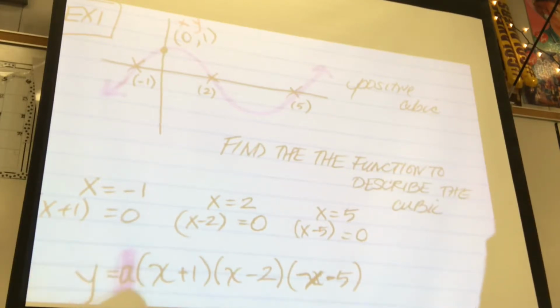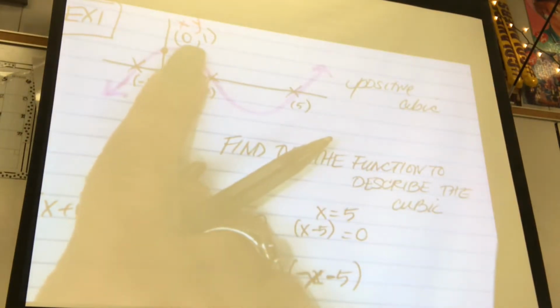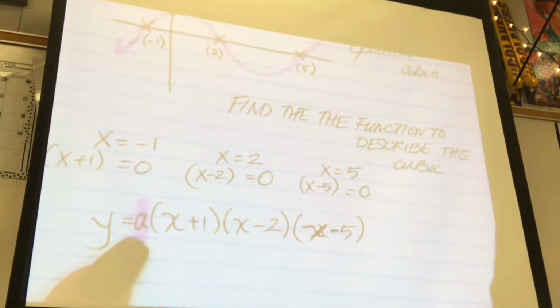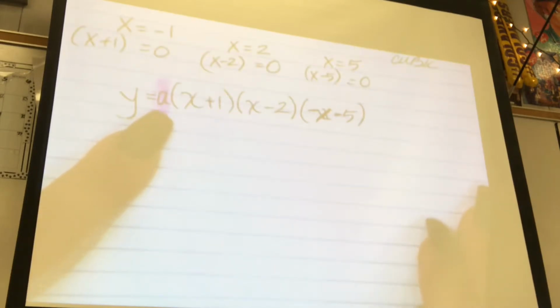So if I want to find A, don't I already have my X's and my Y's, so I can find A now? What's my X? 0. What's my Y? 1. So now I can solve for A? Same exact thing I did for quadratics.